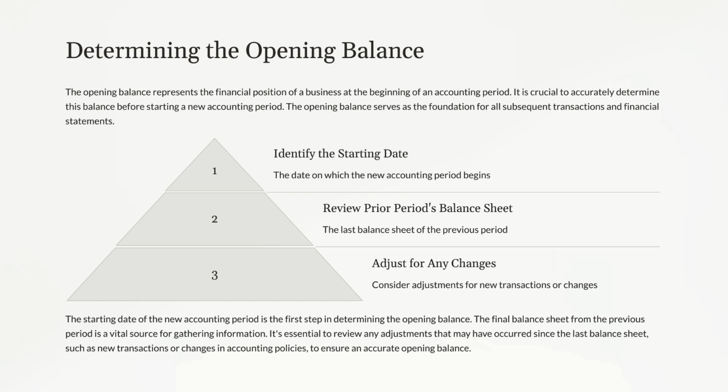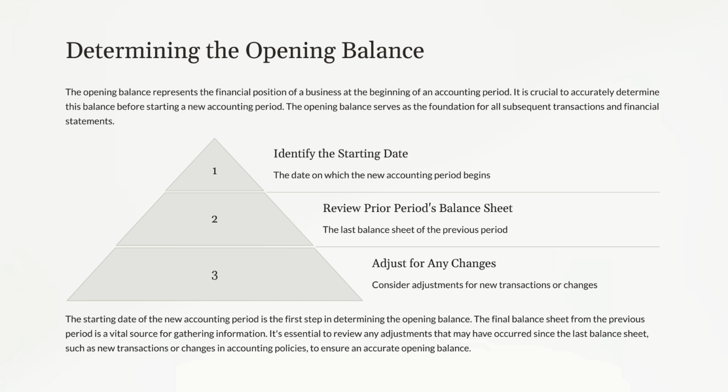Identify the starting date, the date on which the new accounting period begins. Review prior period's balance sheet, the last balance sheet of the previous period. Adjust for any changes. Consider adjustments for new transactions or changes. The starting date of the new accounting period is the first step in determining the opening balance.